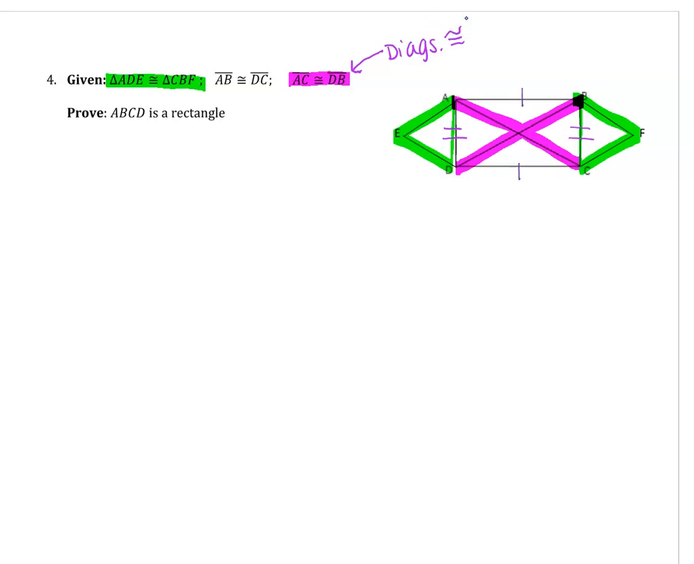Now, keep in mind here again that they're not telling you that this is a parallelogram. You have to prove it's a parallelogram first. So I'm going to prove it's a parallelogram by saying both pairs of opposite sides are congruent. Then from there, I know the diagonals are congruent, so therefore it's got to be a rectangle. All right, so this will be 4 steps.